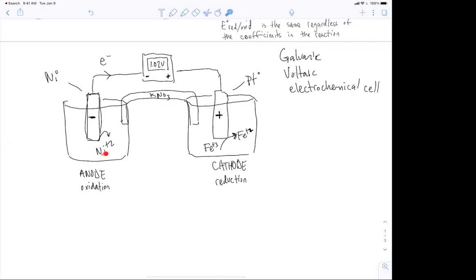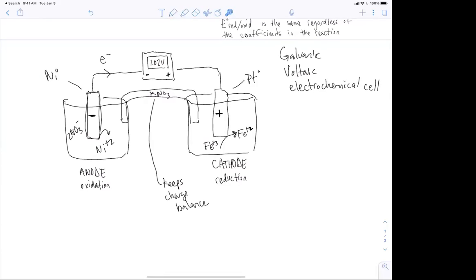And so you're building up positive charge in the solution. If you had no salt bridge, you would just keep building up positive charge in that solution. And so what the salt bridge does is for every nickel 2 that goes in solution, 2 nitrates will come out of the salt bridge and dissolve in here. So it's just to keep charge balance. Same thing over here, as iron 3 goes to iron 2, I'm losing a positive charge over here. And so for every positive charge I lose, some potassium comes into solution. So they're spectator ions in the sense that they don't undergo any chemical reaction, but they are involved in keeping the charge balance.